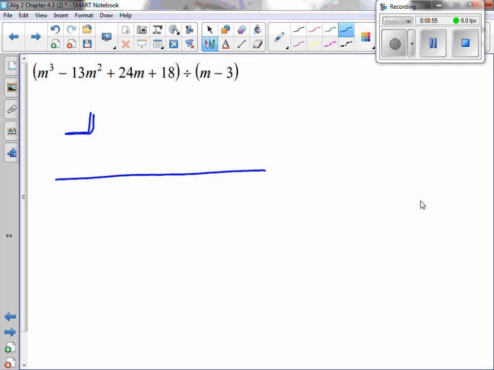Now we're going to have a number that goes in the cubby, and a set of numbers that goes here. That's what we're going to find next, and it's going to make this division a lot easier.